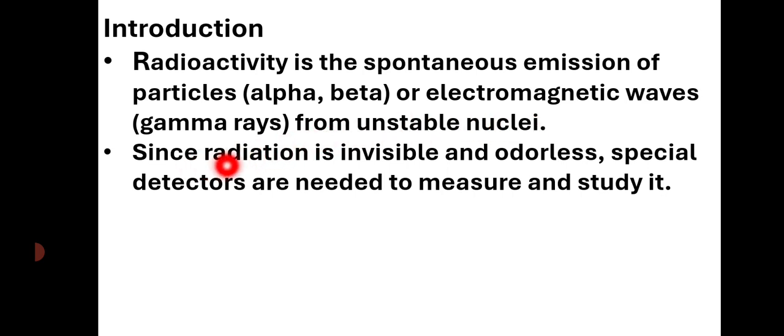All right, so since radiation is invisible, you cannot see radiation, and it also is odorless, meaning it has no smell. Therefore, we need special detectors to measure and study it. We are saying that these radiations, the particles alpha, beta, and radiation gamma rays, are not visible. You can't see them. You cannot smell them. Therefore, we need to find a mechanism to detect them, to tell their presence.